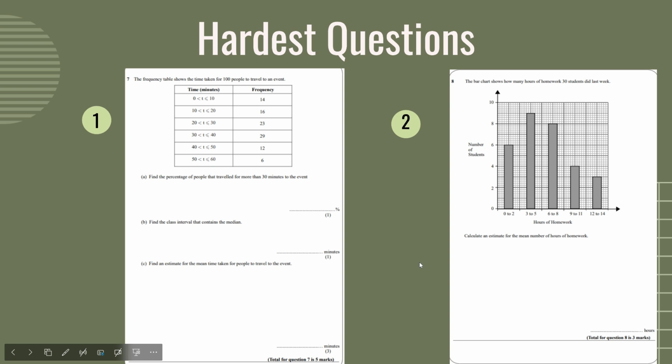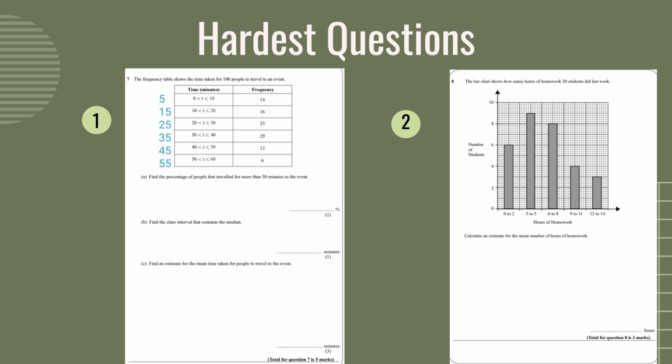So in our first question, it says the frequency table shows the time taken for 100 people to travel to an event. To begin with, let's make sure that we know our midpoint of our ranges and the fx column before we start working anything out. I always advise you do this first, because if you get to part B and you realise you need to make your fx column, you can lose time in your exams.